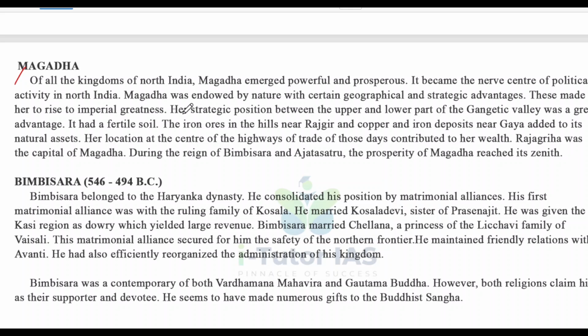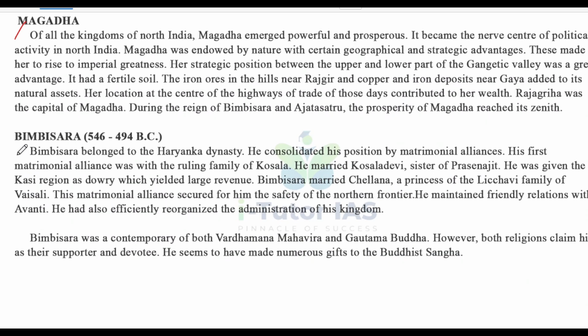It had fertile soil. The iron ores in the hills near Rajgir and the copper and iron deposits near Gaya added to its natural assets. And her location at the center of the highways of trade of those days contributed to her wealth. Rajagriha was the capital of Magadha. During the reign of Bimbisara and Ajatashatru, the prosperity of Magadha reached its zenith.